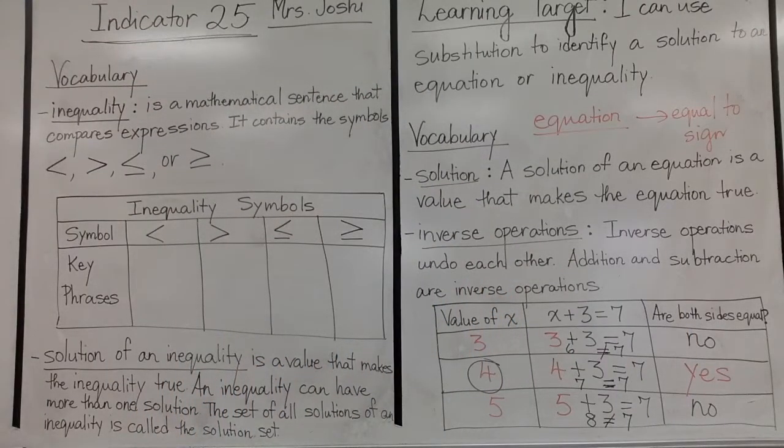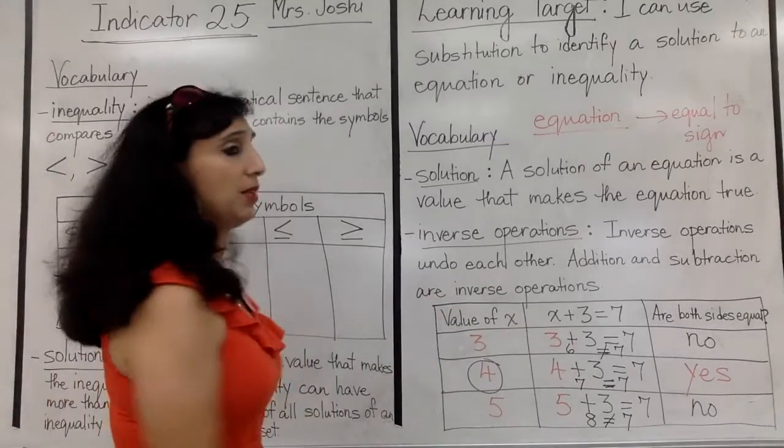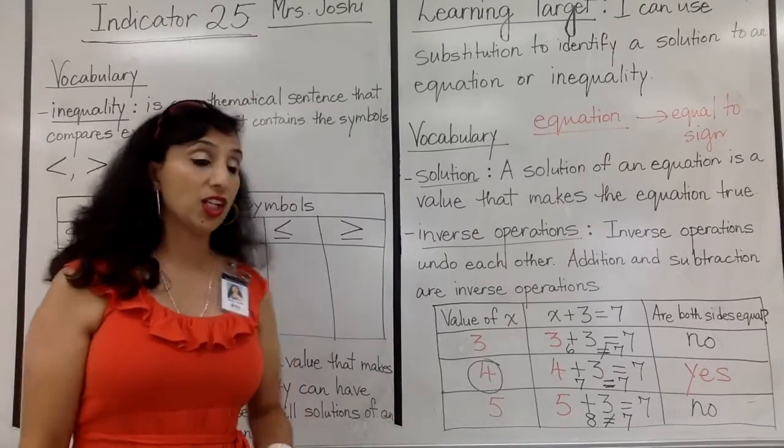The solution of an inequality, I told you, is the value that makes the inequality true, and it can have several answers that are correct, several solutions. And the set of all solutions of an inequality is called the solution set. I'm just going to use the same example that I used 2 minutes back with the equation. Now remember, with an equation, there's only one answer because I am saying something is equal to something.